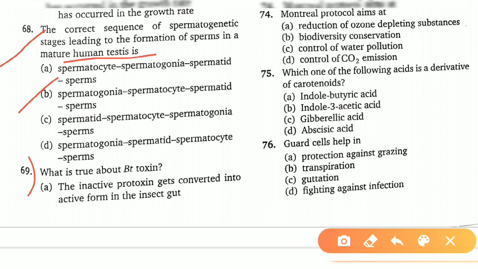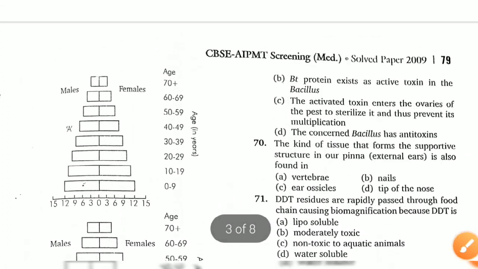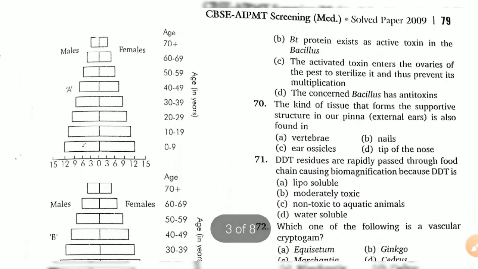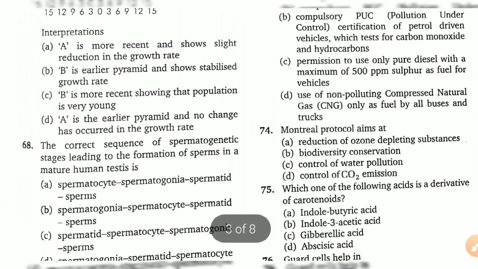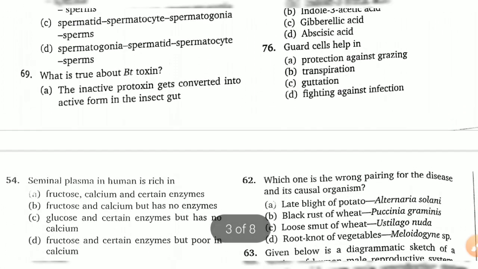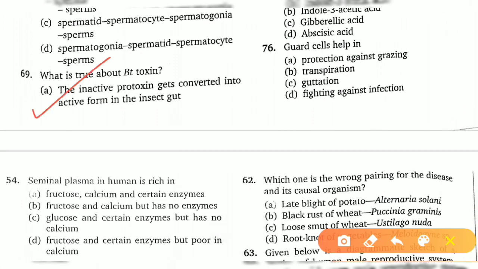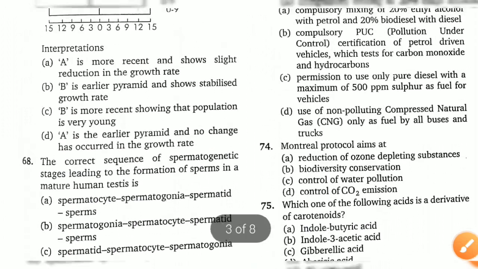Now 69th question. What is true about Bt toxin? Options are the inactive protoxin gets converted into active form in the insect gut; the Bt protein exists as an active toxin in the Bacillus; the activated toxin enters the ovary of the pest to sterilize it and thus prevent its multiplication; the concerned Bacillus has antitoxins. So the answer is the inactive protoxin gets converted into active form in the insect gut.